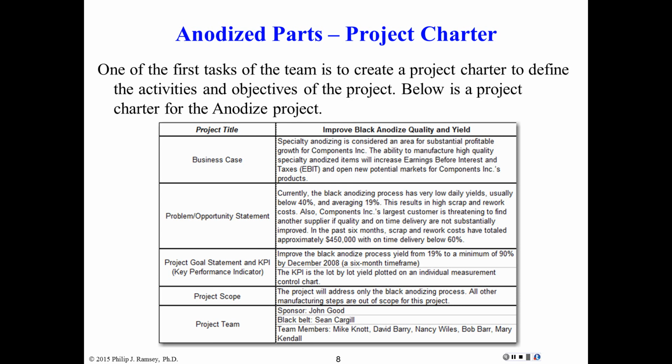The customer's unhappy and is ready to pull the business from the company. So what is the goal? The goal is to improve the anodized process from 19% to 90% by December. And the key performance indicator is the lot-to-lot yield, and we'll plot that on an individual control chart. Okay. So the project scope is only limited to the black anodizing process. So steps before or after anodizing are actually out of scope for the project.